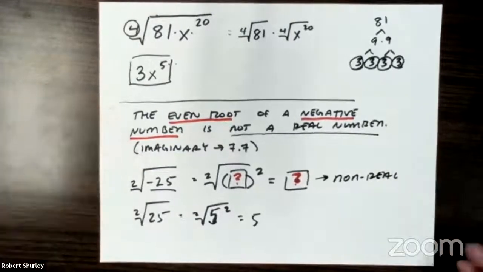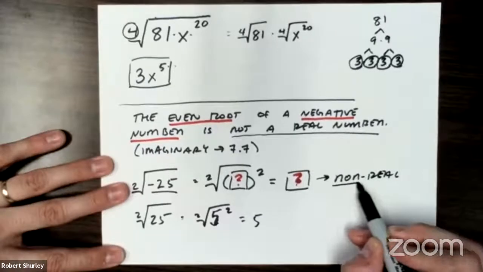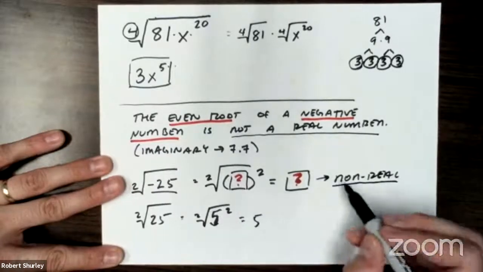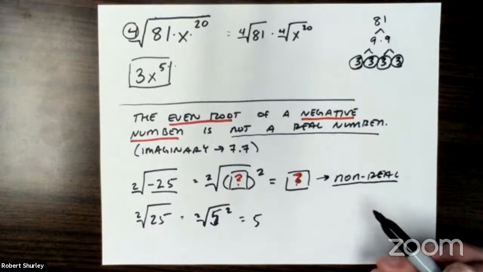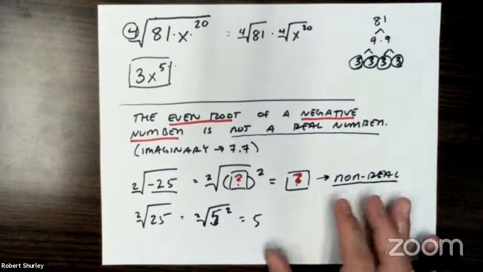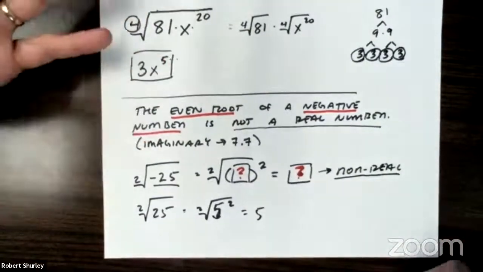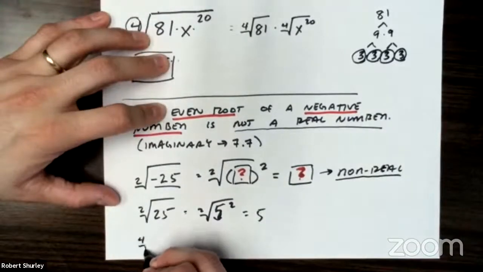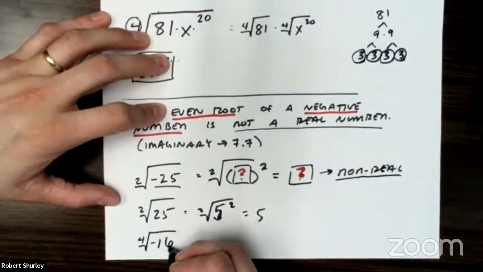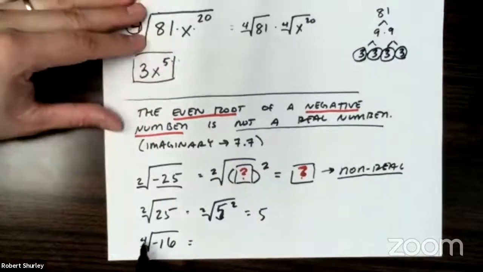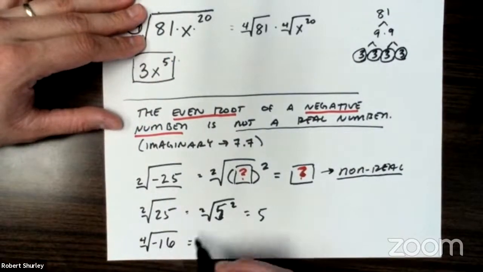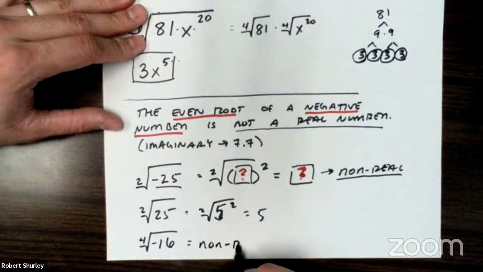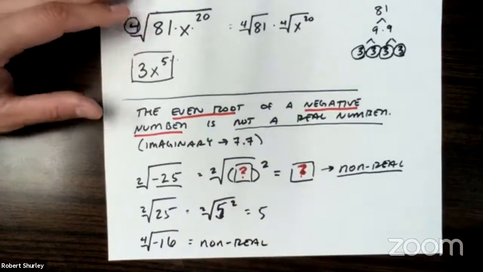It's a non-real number. So on this test, if this pops up, one of the options will be non-real number, and that's what you need to click on. Okay? Non-real number. So if we look at a basic example, let's say the fourth root of negative 16. Look, we've got an even root and a negative number. So we're just going to say this is non-real. Okay, non-real.